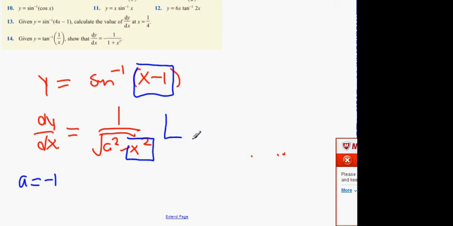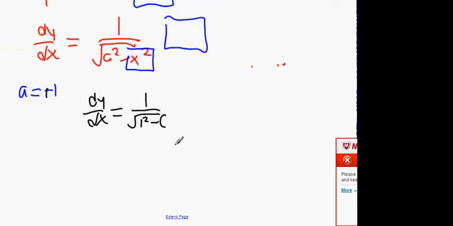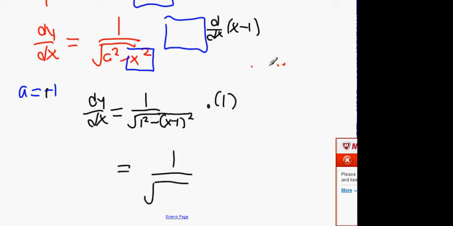And then I also have to differentiate what's in the box. So here's how I do this. The dy dx ends up to be 1 divided by the square root of, now that's plus 1 by the way, so it's going to be 1 squared minus bracket x minus 1 squared. Okay, close that there. And then we're going to differentiate what's in the box. We have to differentiate x minus 1. And when you differentiate x minus 1, you get 1. So it's going to be 1 divided by the square root of 1 squared minus x minus 1 squared.